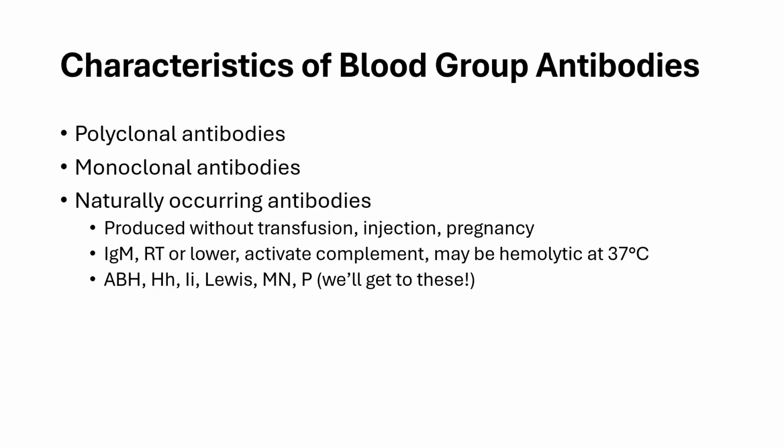So, characteristics of blood group antibodies. We have polyclonal antibodies. These are produced by different clones of B cells. They recognize multiple epitopes on the same antigen, and they're usually found in natural immune responses, and they are used in diagnostic testing because they detect a broad range of antigen sites.